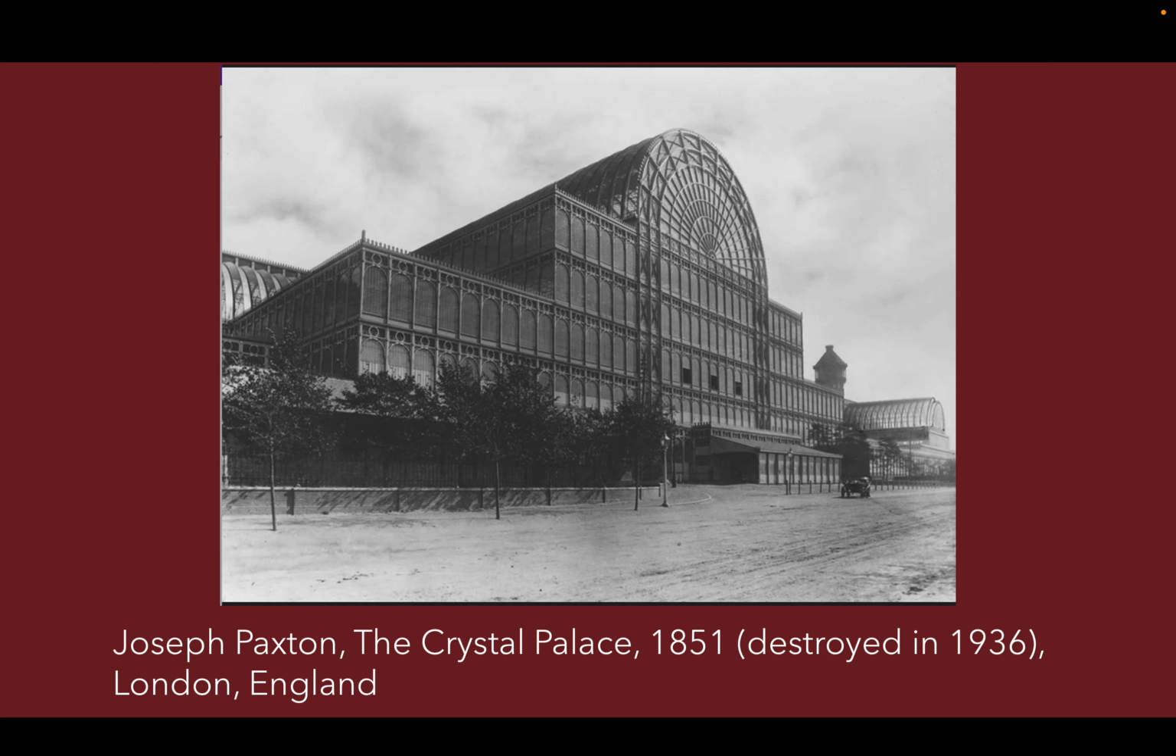In the modern day, industrialization has allowed for new building materials and techniques. So one of those is the use of cast iron. So this is the Crystal Palace. It was designed by Joseph Paxton, and it was built in 1851. It was destroyed in 1936. The Crystal Palace was cast iron and plate glass.